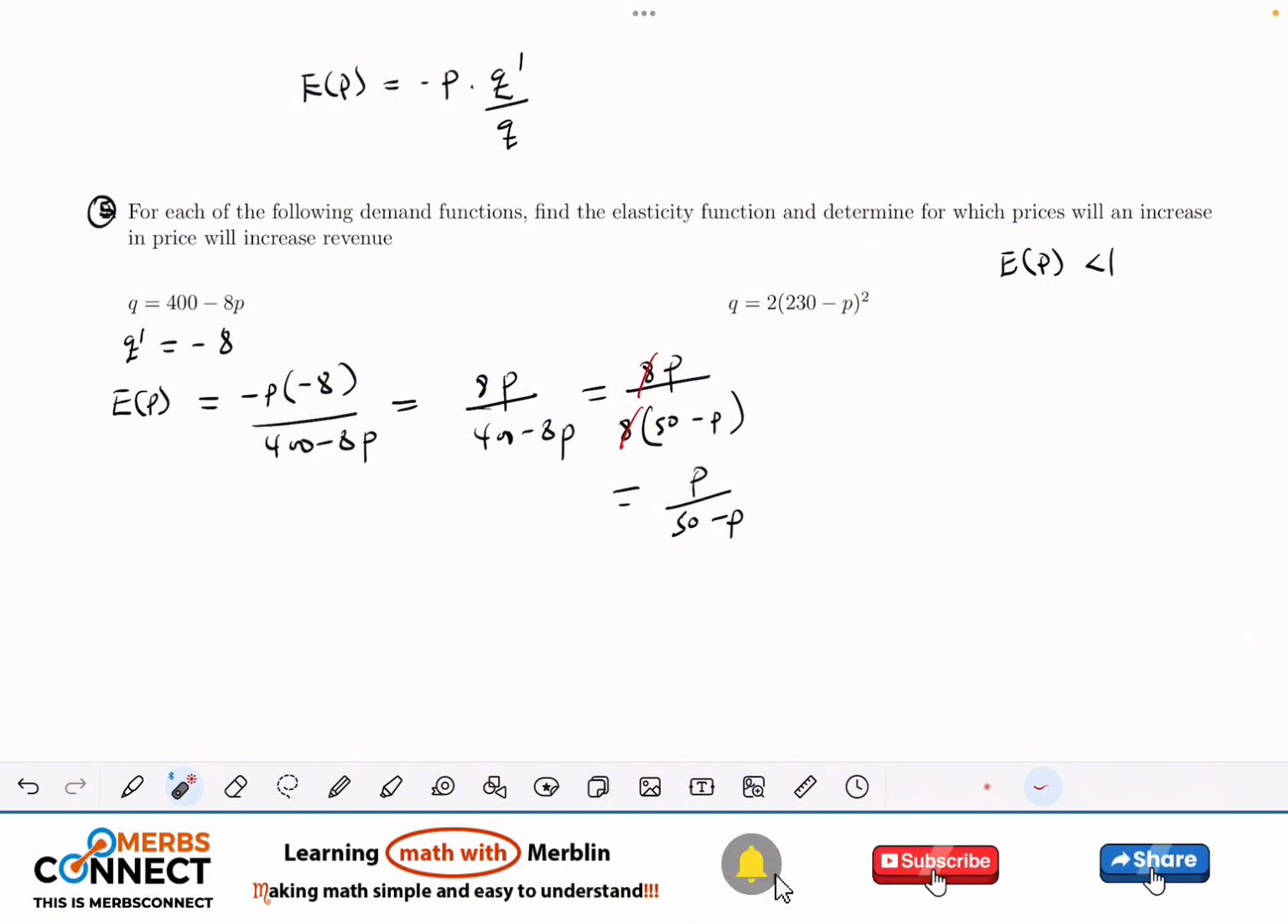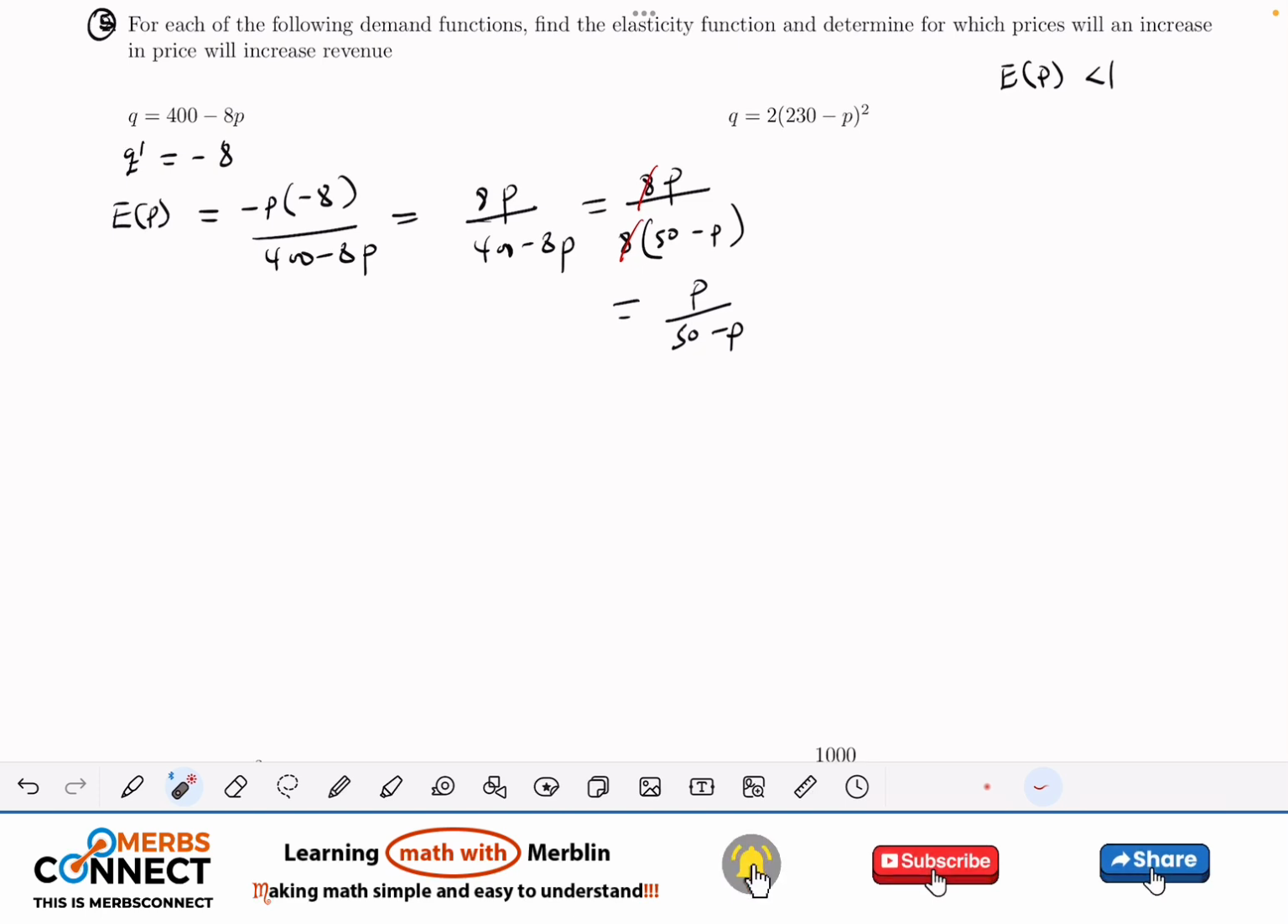For an increase in price to also increase the revenue, we need to think about this. So now E of P should be less than 1. So what is E of P? This: P divided by 50 minus P is less than 1.